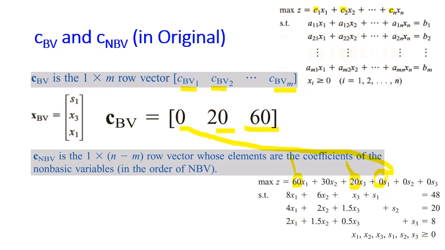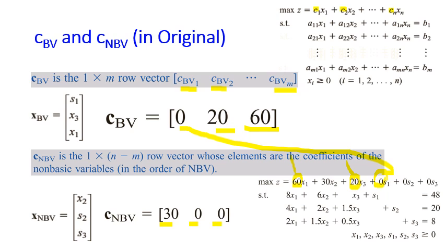Then C and BV simply is the cost of all the non-basic variables. The cost of X2 is 30, S2 is 0, S3 is 0. Again, you see this cost from the original problem.